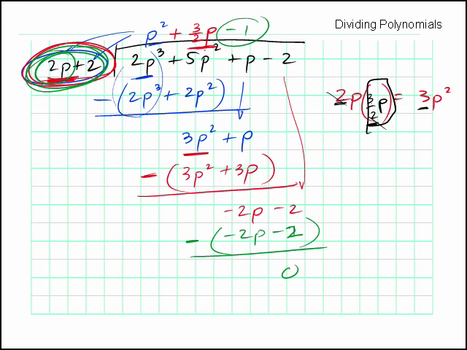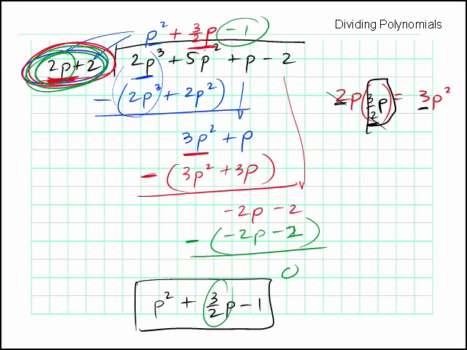And so our answer is p squared plus 3 halves p minus 1, and I have divided. Okay, so sometimes you've got a fraction in there you got to be careful of. All right, I think we have one more example. Yeah, we got one more example in this section.